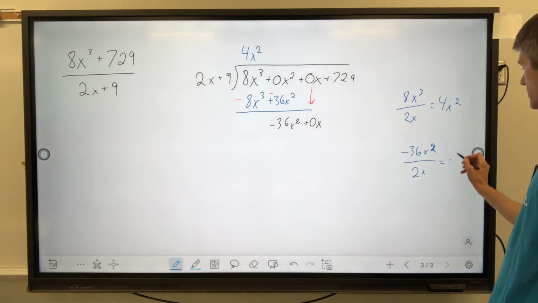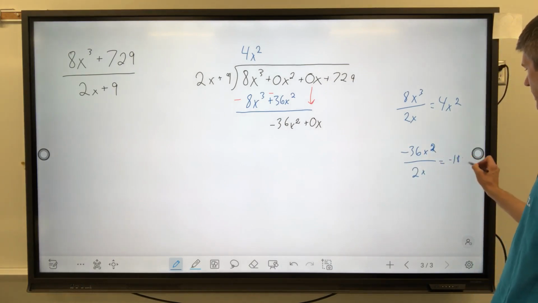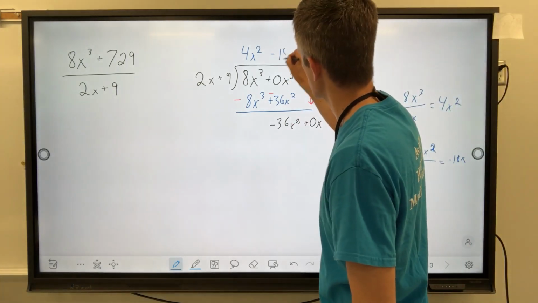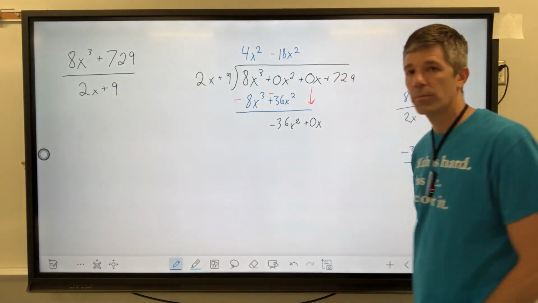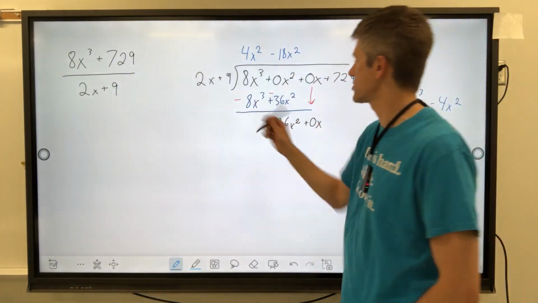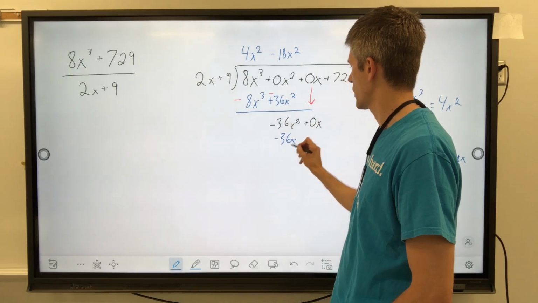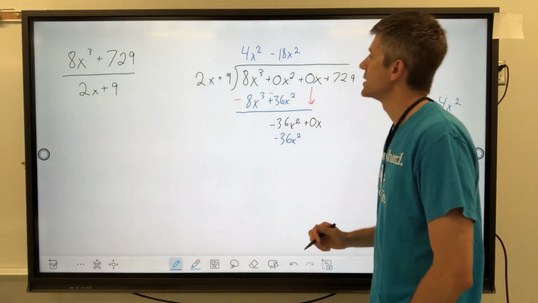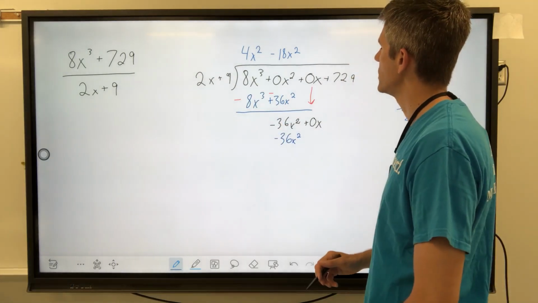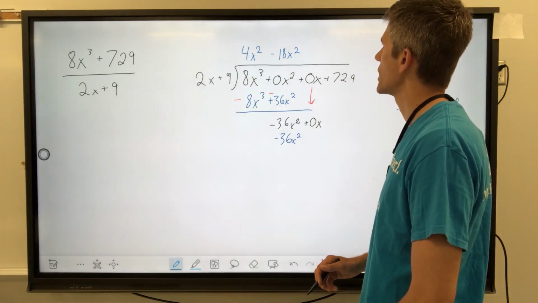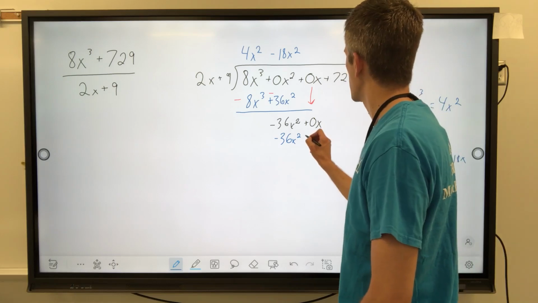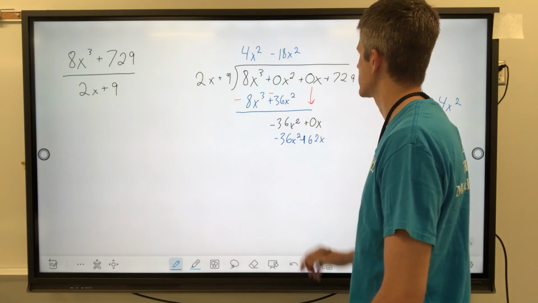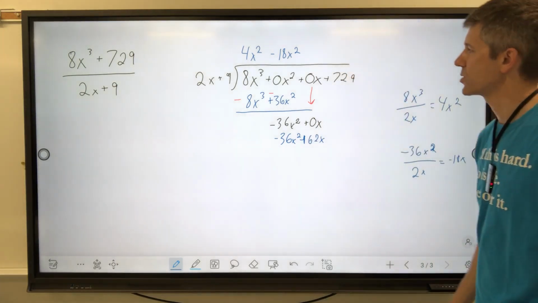Negative 36 divided by 2 is negative 18. X squared divided by x is x. I have negative 18x. That's going to go right here. And now we're going to start multiplying. Negative 18x squared times 2x is negative 36x squared. Negative 18x squared times 8. Times 9, sorry, that would be a number, 162. So minus 162x. 18 times 9 is 162.